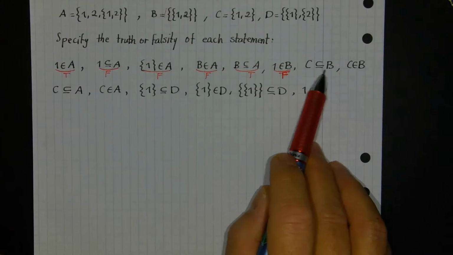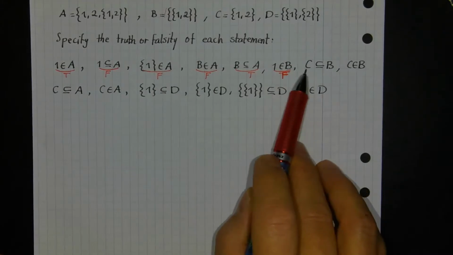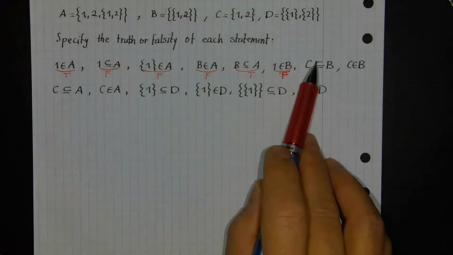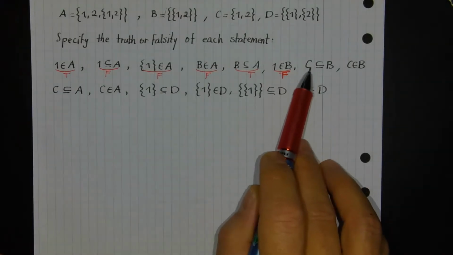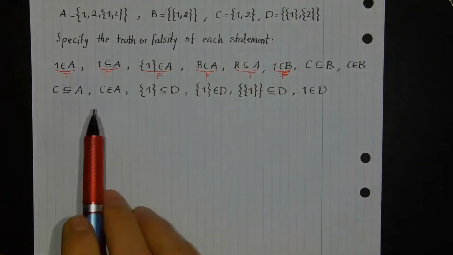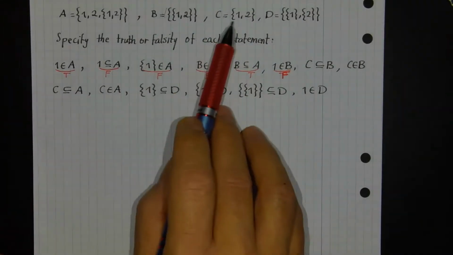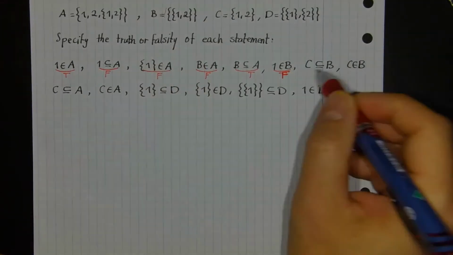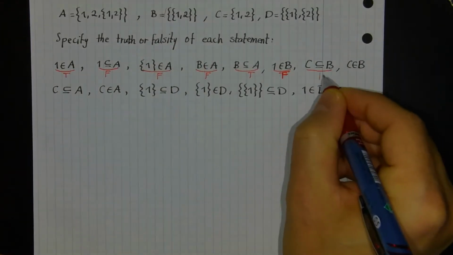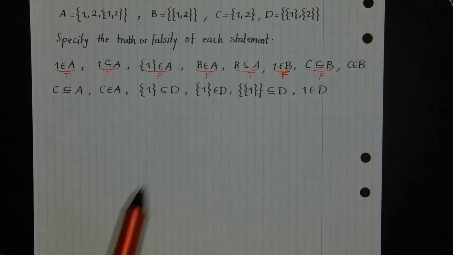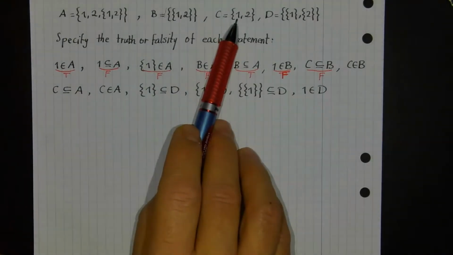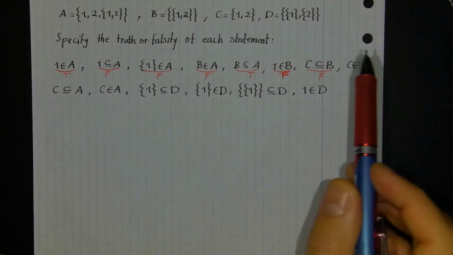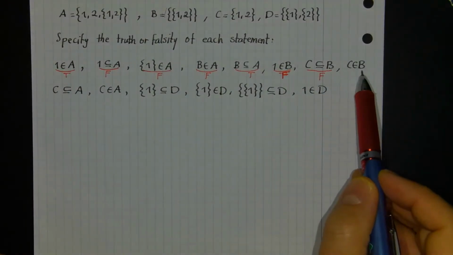C is a subset of B. If I want to check whether this is true or not, I need to check the elements of C. The elements of C are just 1 and 2. Now let us do it one by one. Does 1 belong to B? No. So here I don't need to continue anymore. This is false because I was able to find an element in C which is not in B.